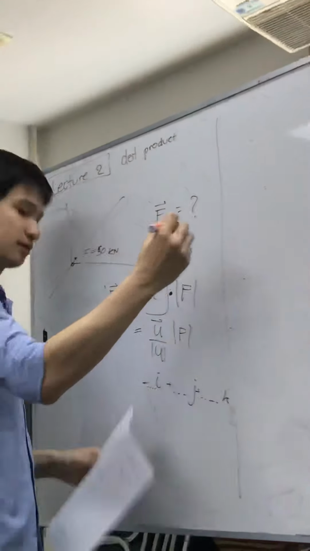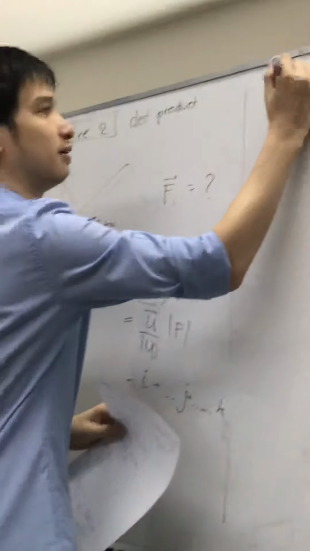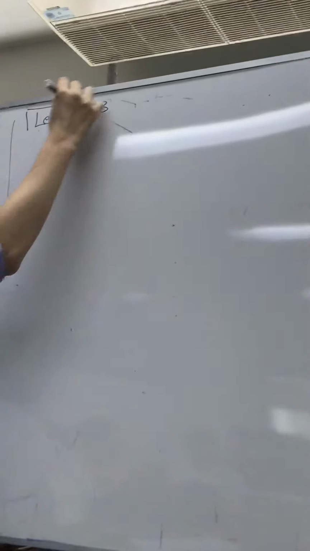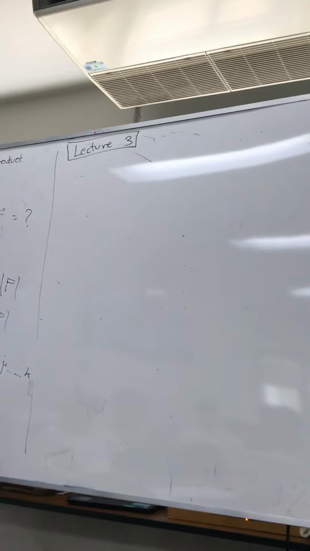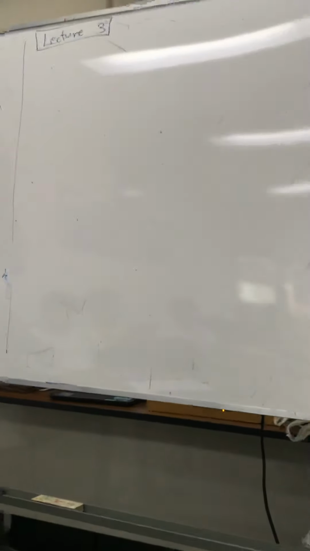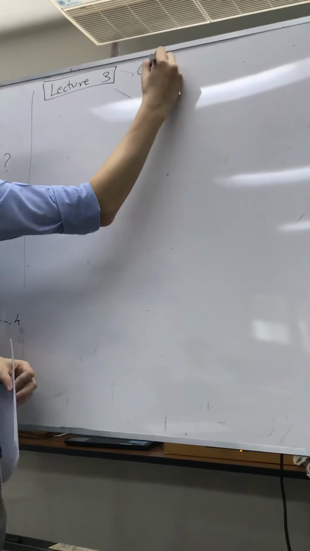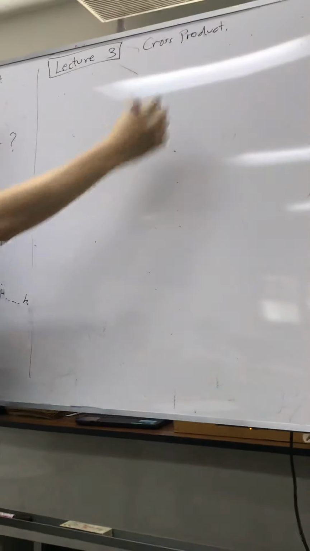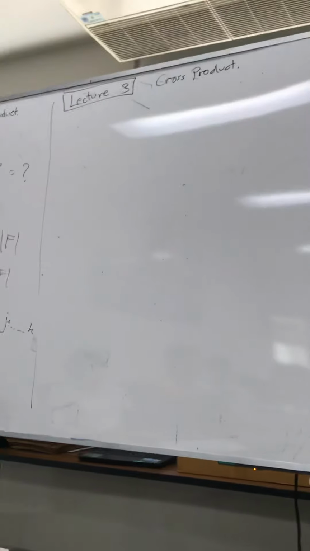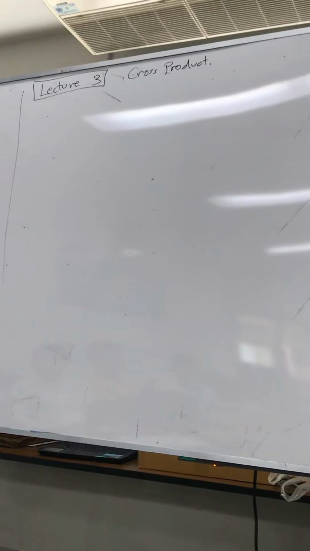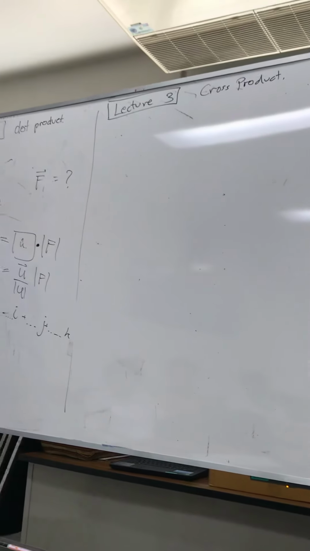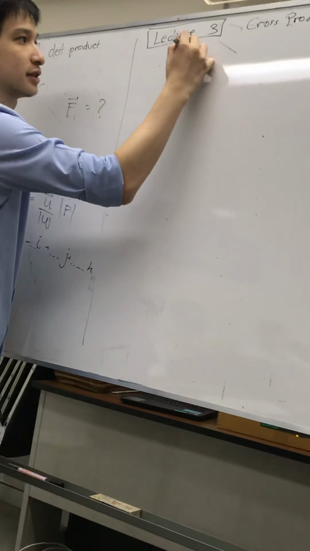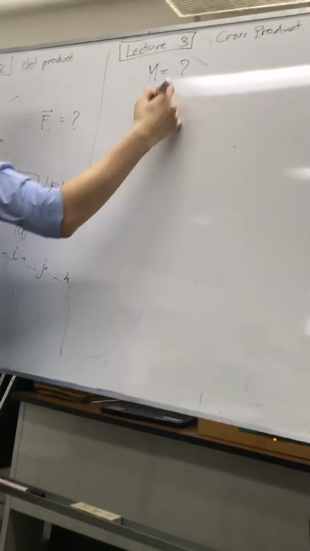Second thing. So lecture 3. This dot product, so this cross product then. Okay, so this one is about the moment. So I'll give you the problem of the moments, then you have to solve it. For example, what is the moment?